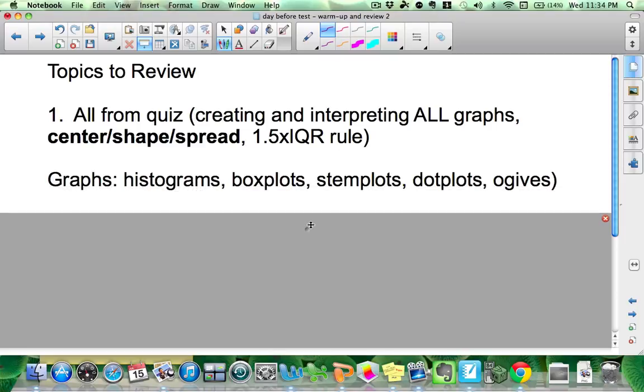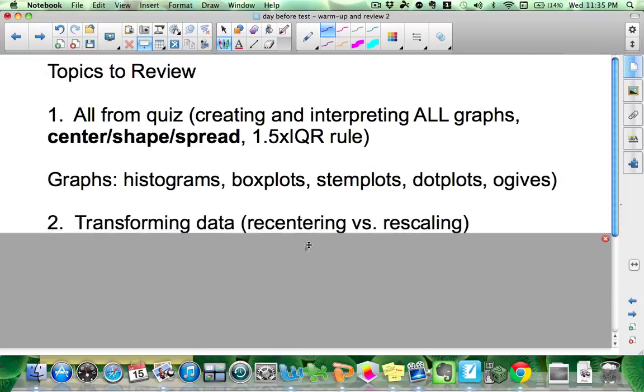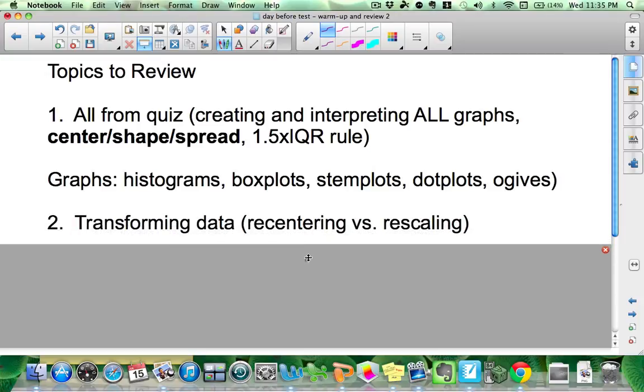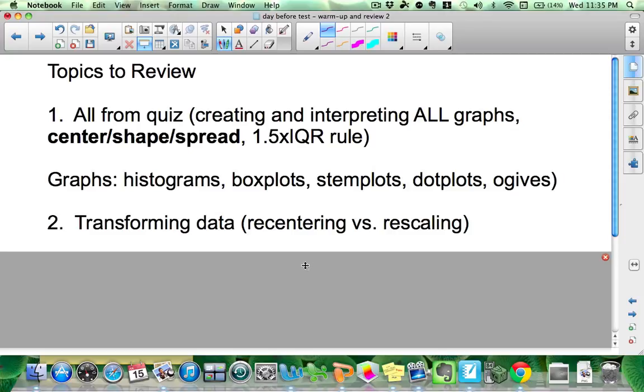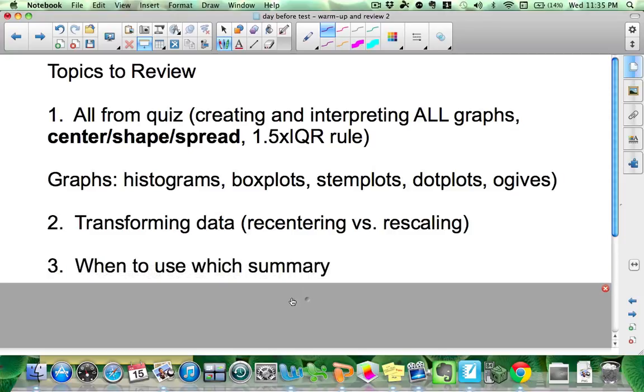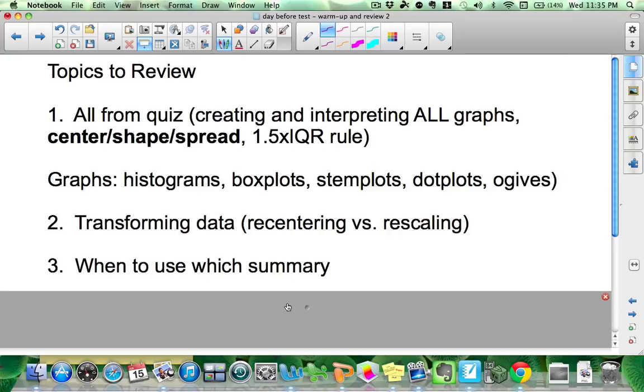Never mind, here is the list of graphs: histograms, box plots, stem plots, dot plots, ogives. Those are the most important. We also talked a little bit about bar graphs, and we talked a little bit about time plots, but these are definitely the ones you should focus on. You need to review transforming data, so feel free to rewatch that video if that's a difficult topic for you, recentering versus rescaling. Those make really good multiple choice questions. You need to review when to use which summary, okay? So in the case where I have a reasonably symmetric distribution, it's okay to use mean and standard deviation.